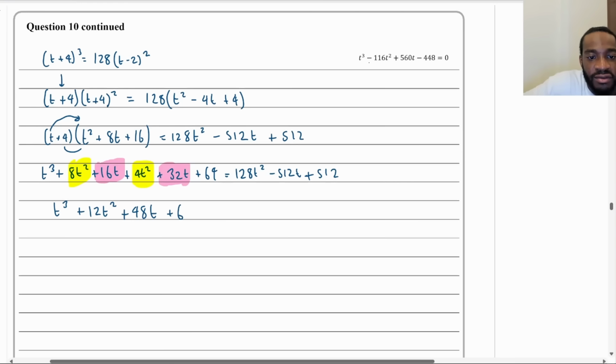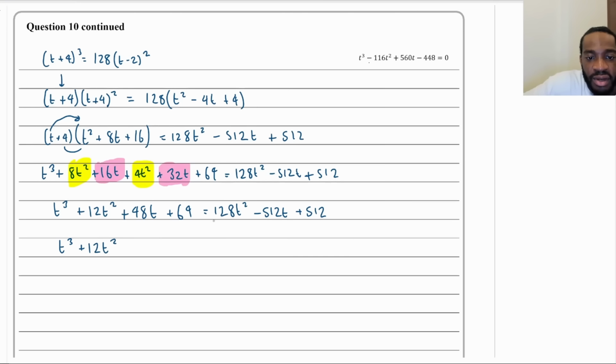And then I've got plus 64 is equal to 128t squared minus 512t plus 512. So then therefore we can say it's going to be t cubed plus 12t squared. I'm going to minus this one, minus 128t squared, and then plus 48t plus, because I'm going to move this one over, 512t, and then I'm going to minus 512 right now. So plus 64 minus 512 is equal to 0.